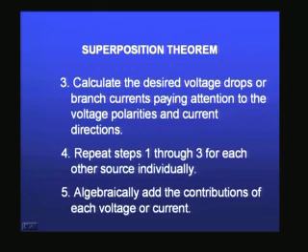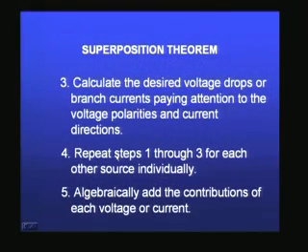Then calculate the desired voltage drops or branch currents, paying attention to the voltage polarities, how the voltage polarity is connected, and then apply Kirchhoff's law or whatever, and simplify the circuit if it is a parallel-series combination, and obtain the voltage. Do that first for one voltage source. Repeat the same thing for the second voltage source, the third voltage source, as many as you have. And then finally add all the currents or voltages due to all these voltage sources in any given branch, and that will give you the result.